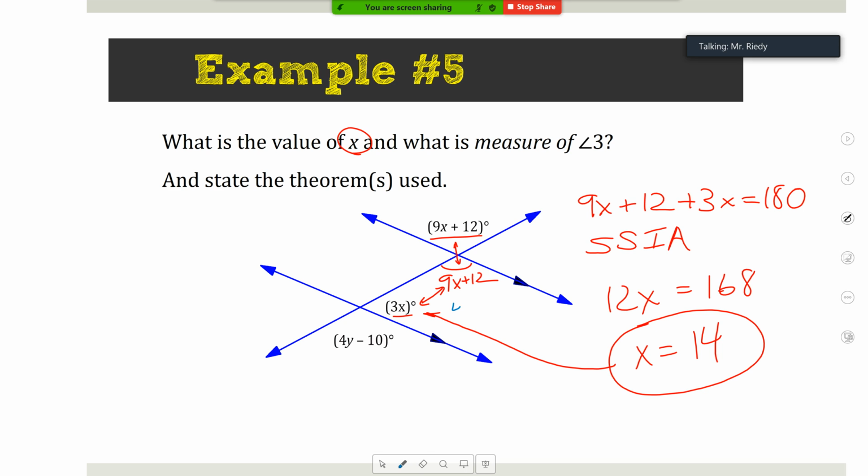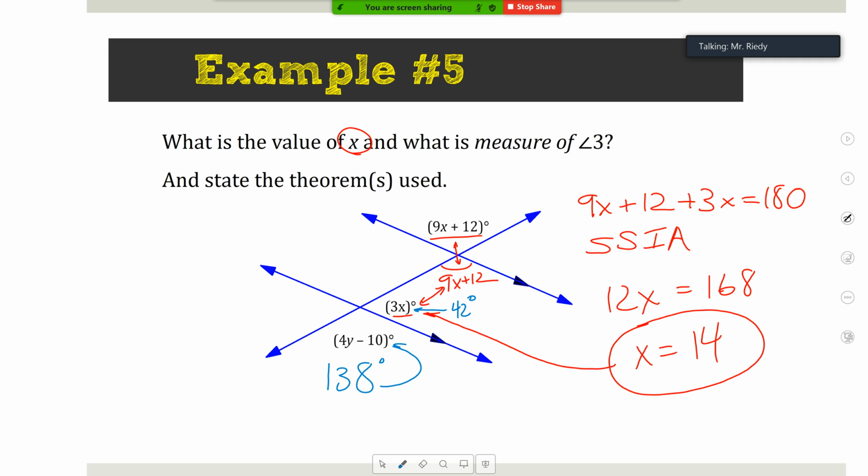Let me change colors here. This angle would be 42 degrees, and therefore this angle would be 138. And as she said, set 138 equal to 4y minus 10 and solve. Okay. Good.